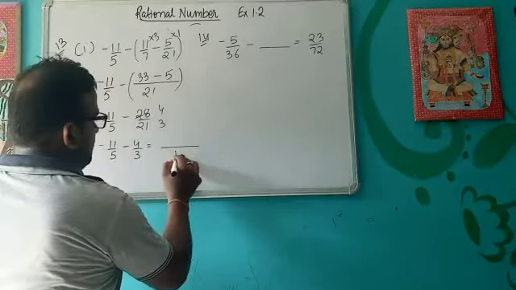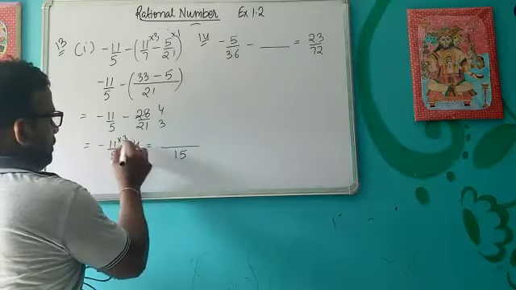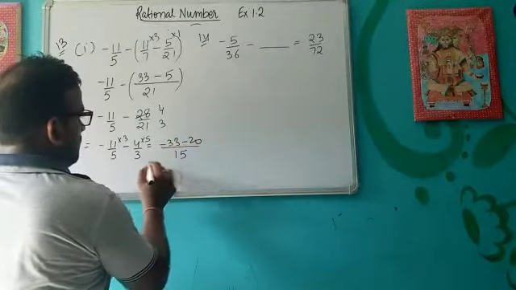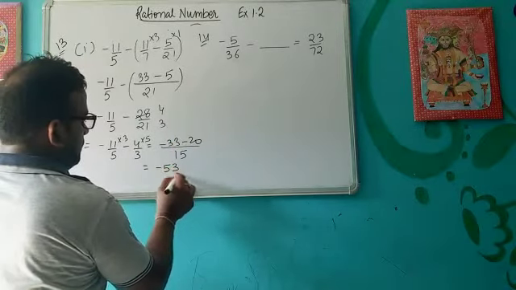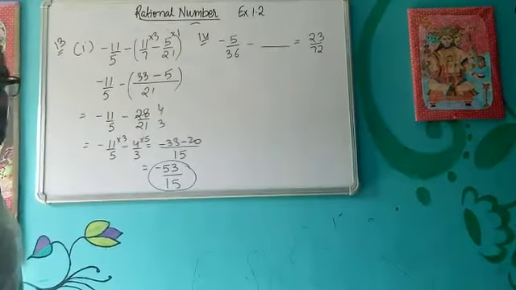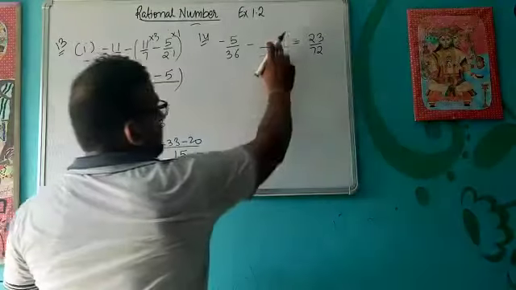Then we will take the LCM again. 5 into 3 and 3 into 5. Minus 33 minus 20. So the answer is minus 53 upon 50. Okay. Then in these types we have to fill in the blanks.